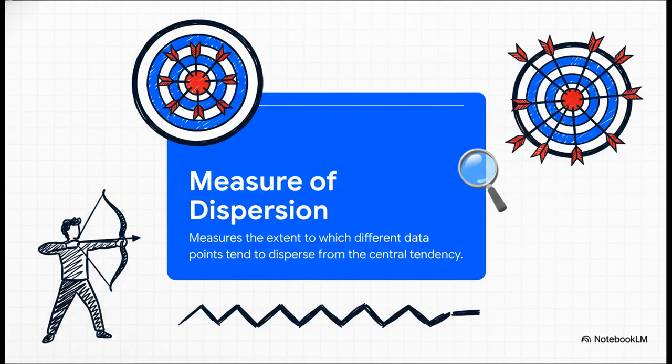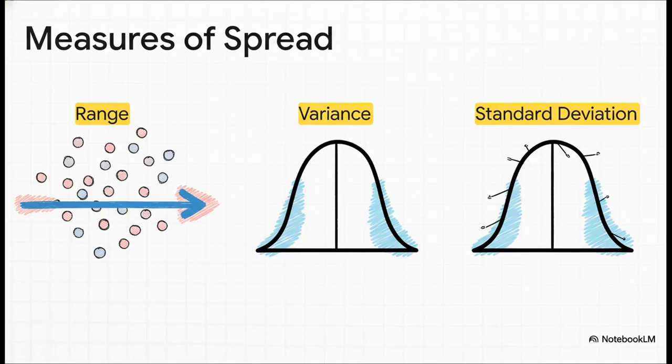But hold on, just knowing the center of your data isn't the whole story, not even close. Imagine you have two archers, right? Both of them, on average, hit the bullseye. Sounds great. But one archer's arrows are all packed tightly in the center, while the other's are scattered all over the target. See the difference? That spread, or dispersion, is just as important as the center. It tells you everything about consistency and predictability. And we've got a few tools for this.